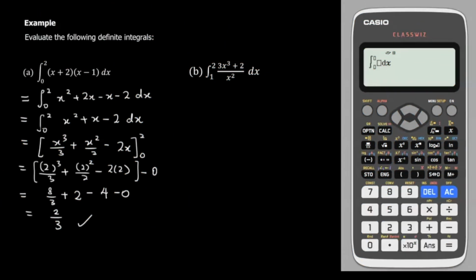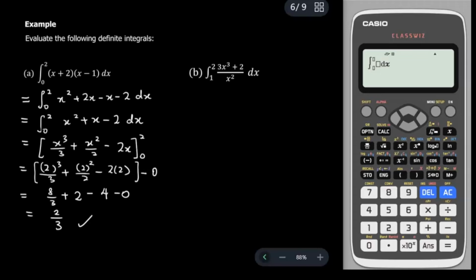Now I'm going to teach you how to use the Casio ClassWiz calculator to double check your answer. So let's look at this one. Okay, so we put bracket x plus 2, close bracket, then open bracket again, x minus 1, and then close bracket. Okay, so now we go to the limits, go to the left and then go up. So it's 2 on top and the bottom one is 0. Then we press equals and we get 2 over 3. So this confirms that our answer is correct.